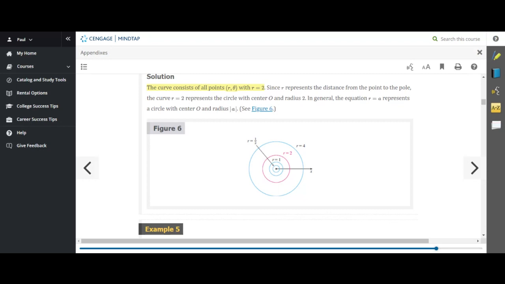Okay, let me ask you this. Go to the whiteboard real quick. So if your polar graph is r equals 2, how would we write that in terms of Cartesian coordinates? Well, let me show you how we do it. If r equals 2, then r squared equals 4, right? But what is r squared equal to in Cartesian coordinates?